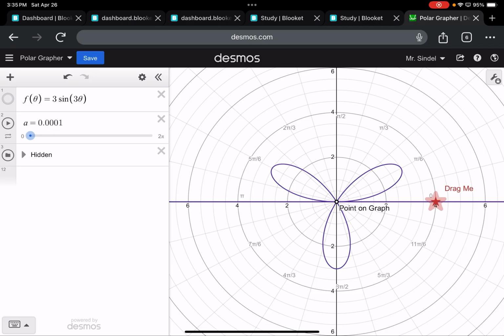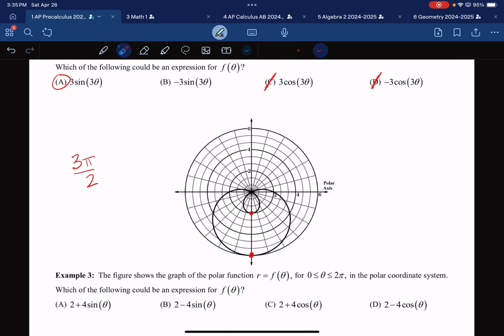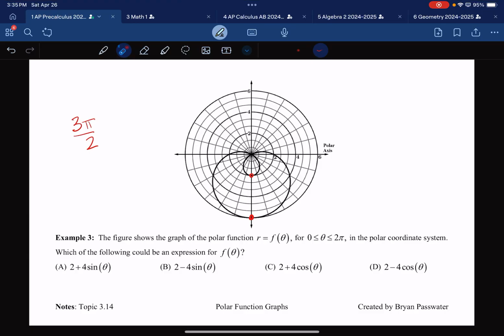Sometimes that happens. It usually happens when you have odd numbers as your argument on the inside that's being multiplied by theta. If you have even numbers, interesting things happen. But again, I don't want to get too in depth here. This is not an AP Calculus BC class. This is just pre-calculus. So let's do example 3.